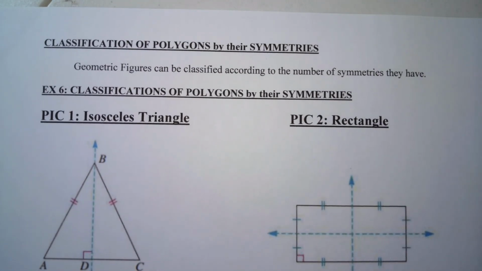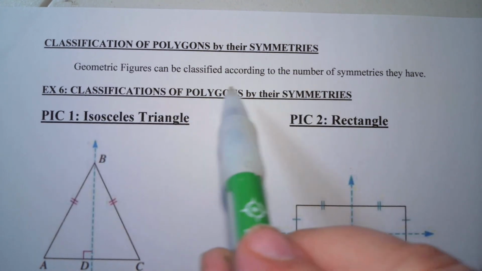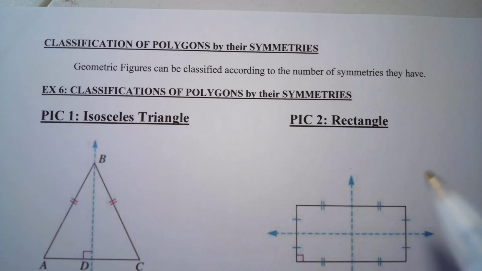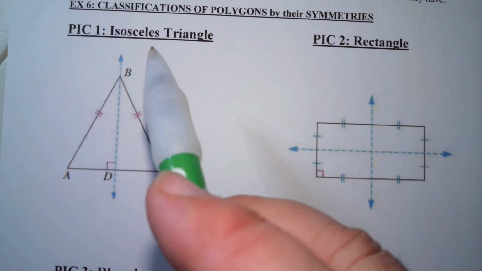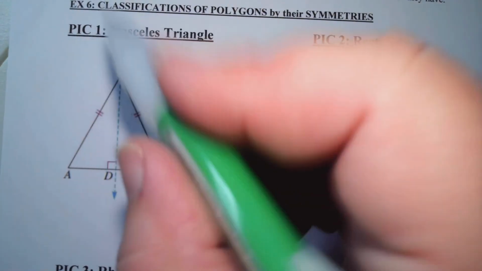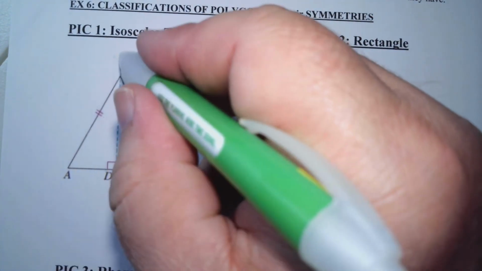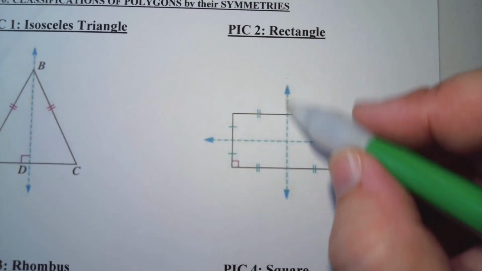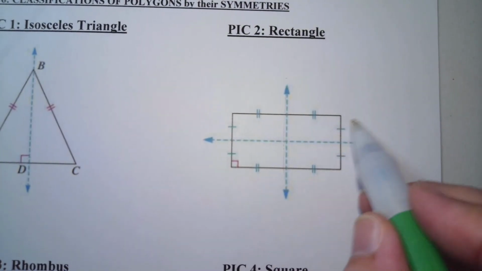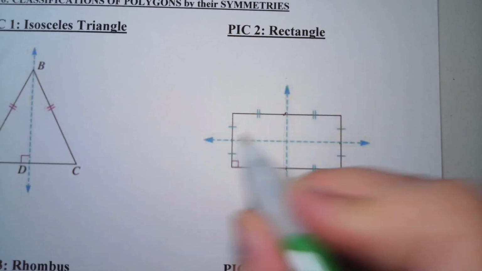And lastly, in this section, classification of polygons by their symmetries. Geometric figures can be classified according to the number of symmetries that they have. This is going to be interesting also, in that if you look at this one, the first picture is an isosceles triangle. Remember, isosceles has 2 sides that are the same. It has one symmetry. It's not across any other ones because it has to be the same on both sides. A rectangle has two symmetries. The diagonals won't work, but across the midpoints of the two opposite sides.